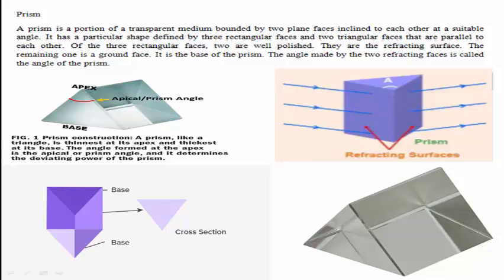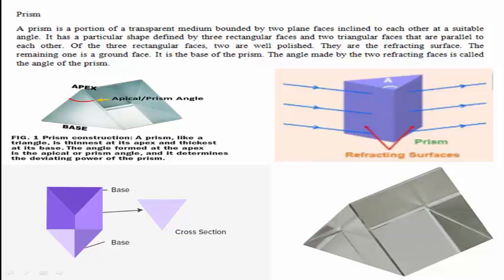Prism. A prism is a portion of a transparent medium bounded by two plane faces inclined to each other at a suitable angle. It has a particular shape defined by three rectangular faces and two triangular faces that are parallel to each other. Of the three rectangular faces, two are well polished.